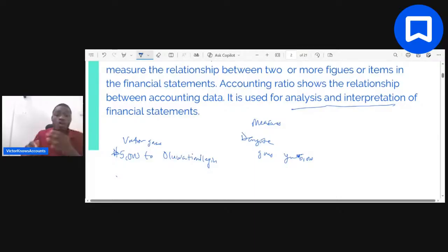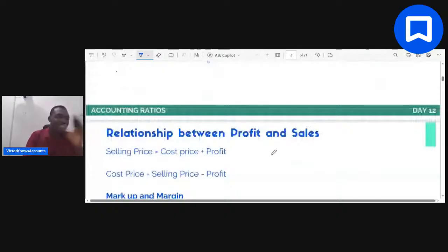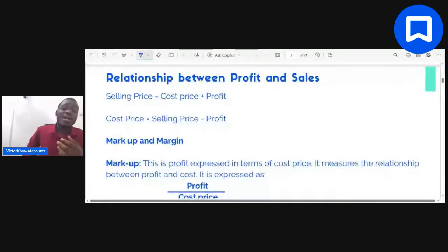So comparability is now telling us that for you to compare, you can prepare ratios for year 2023 and year 2024, just to see how things are going, whether there is an improvement or not. Do we understand that? So let's start with the most basic relationship that you can find in accounting, and that's the relationship between profit and sales. Ask yourself, what kind of relationship exists between profit and sales? We want to know, is this a toxic relationship or is it a nice relationship between profit and sales? This is the way we know.